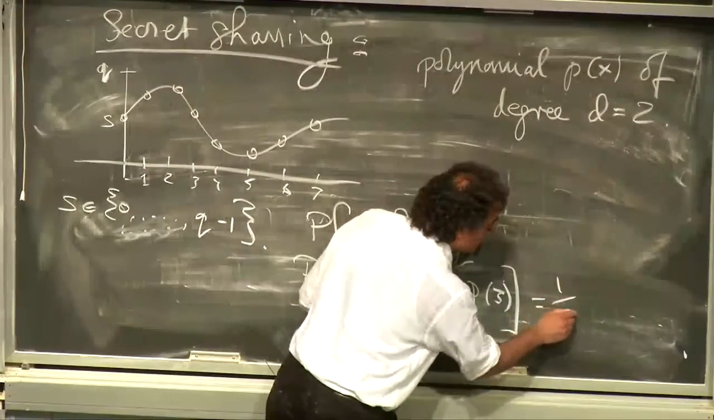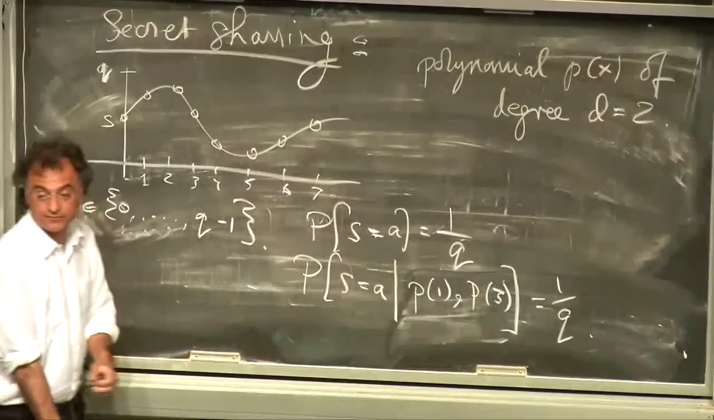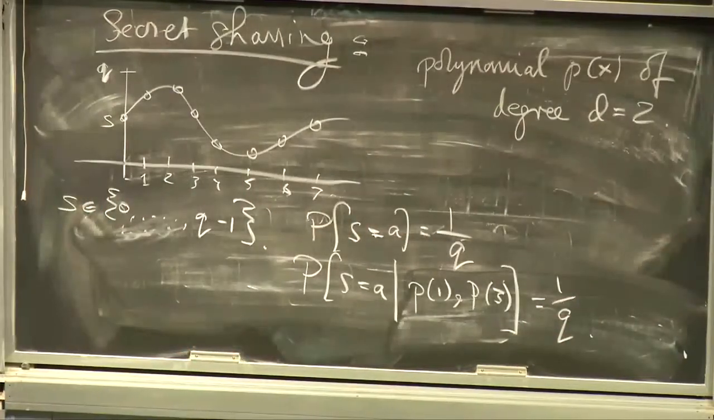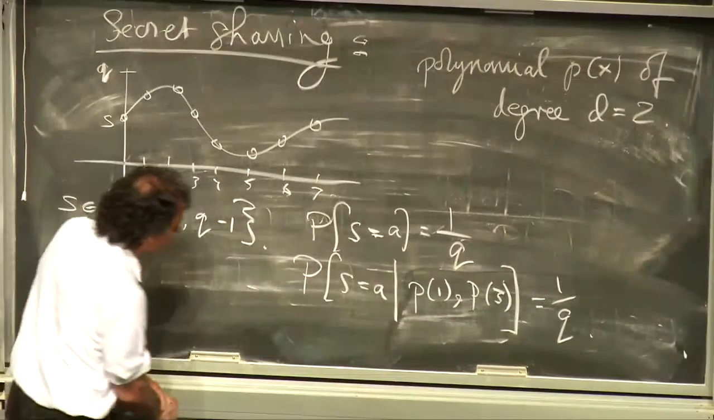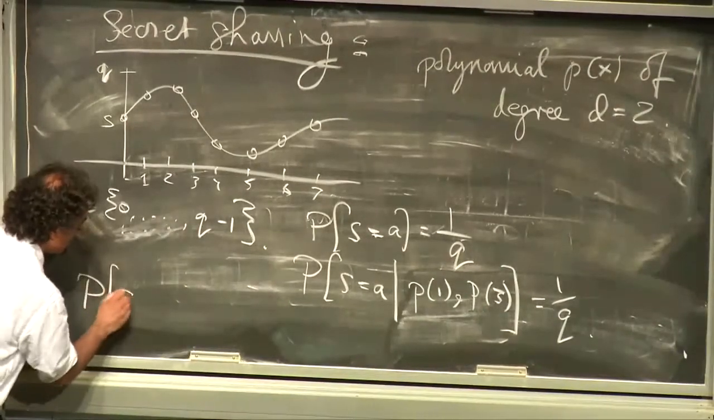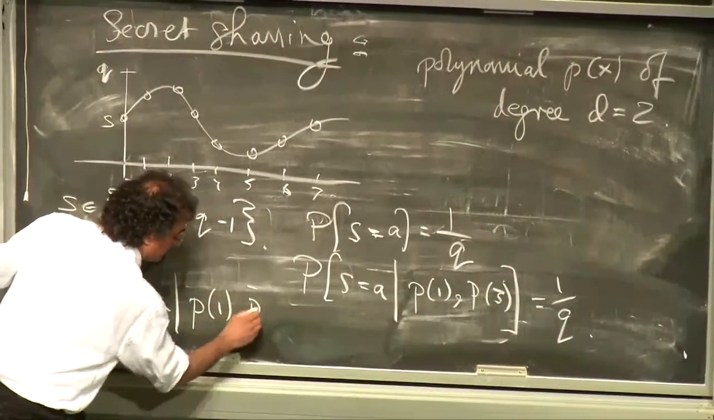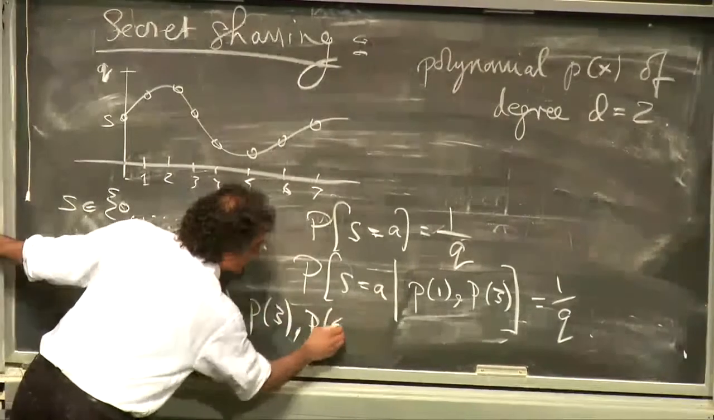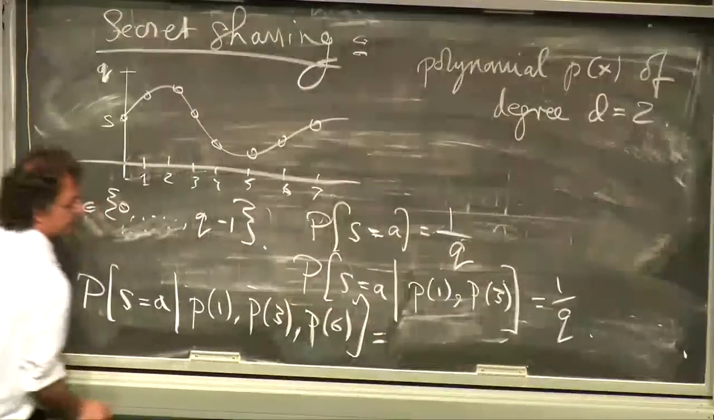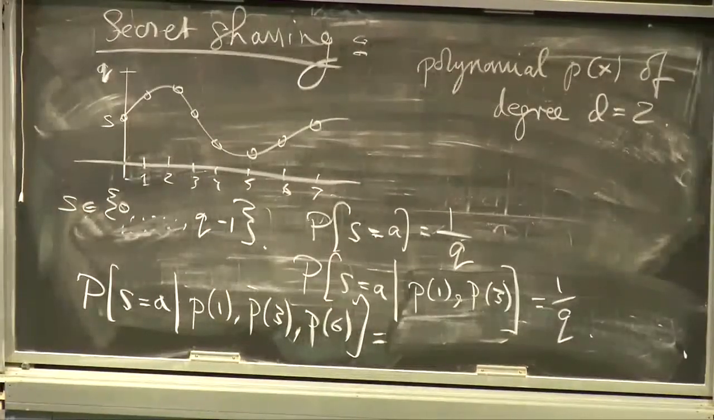It's exactly 1 over Q, right? But now, what do we know about the probability S equal to A given P of 1, P of 3, P of 6? What's this probability? Is it 1 over Q?